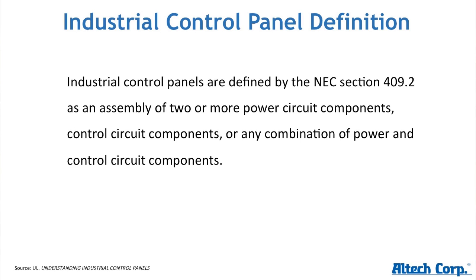So now to get to industrial control panels, UL 508A. Industrial control panels are defined by the National Electrical Code as an assembly of two or more power circuit components, control circuit components, or any combination of power and control circuit components. You have different types of industrial control panels.